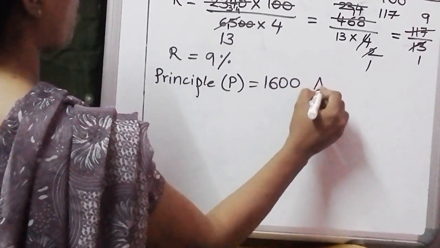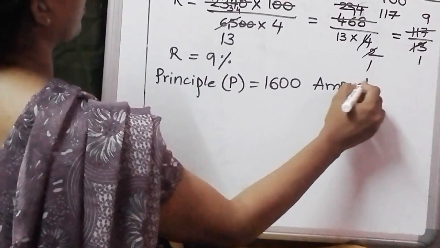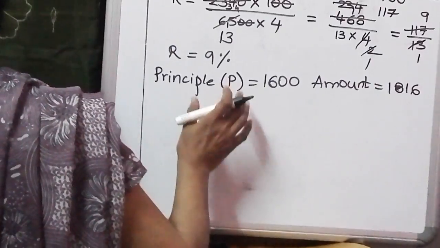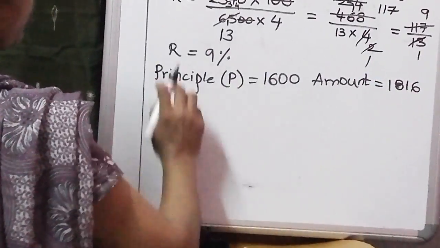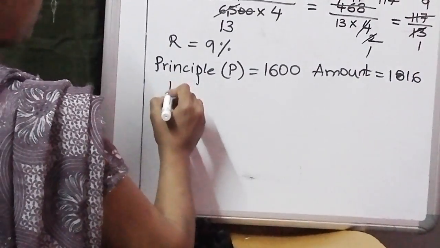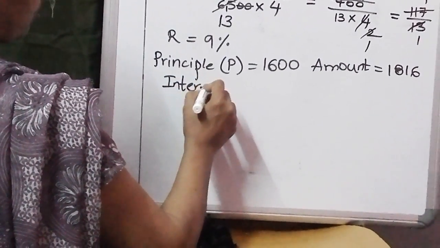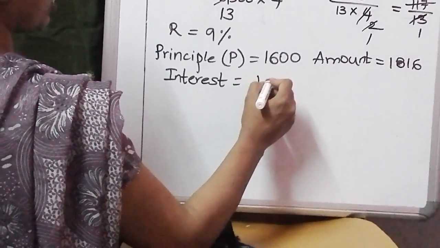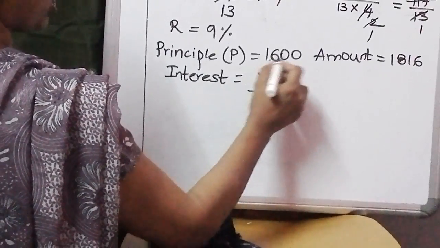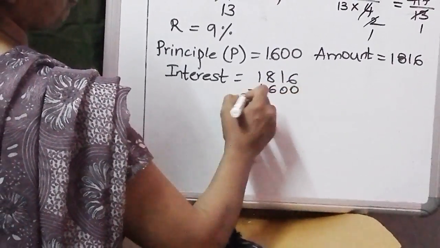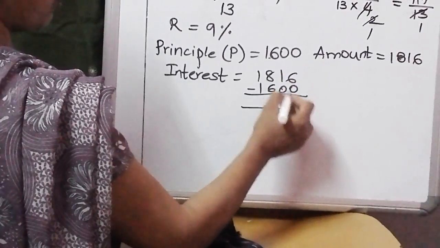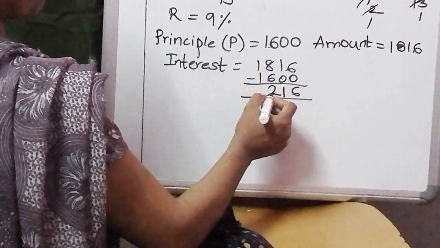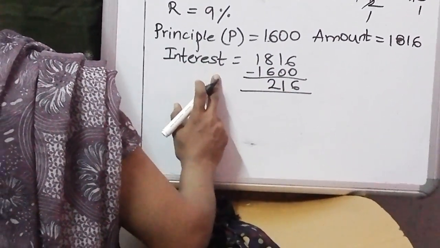Then amount is given as 1816. Okay. Principal is given, amount is given. So now what we are going to do, we should find out the interest. Interest is equal to amount minus 1600. Just now we have done the first part. In that we got like this only. So we are using this directly. So this is 1 minus 1 is 0. So 216 is the interest you got.